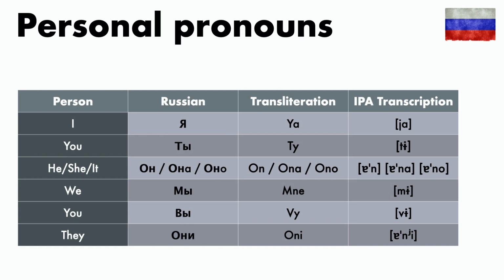Let's quickly recap on the personal pronouns and move on to the tenses. You most certainly know them already, and you will need them for the conjugation. Here we have the list of the Russian pronouns, including the IPA pronunciation and a simple transliteration with Latin alphabet. Я, ты, он, она, оно, мы, вы, они.